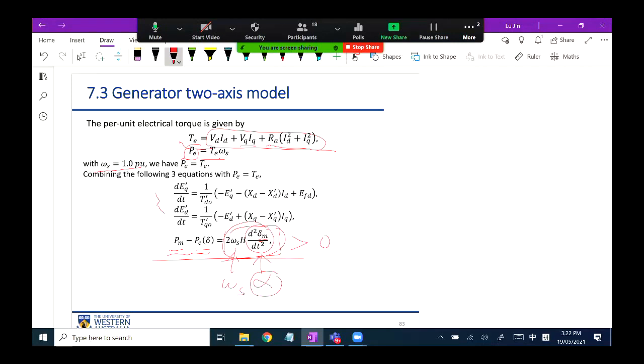Last week, when we studied the equal area criterion, we said if this is positive, we have an acceleration area. If PM minus PE is smaller than 0, we get a deceleration area. These two areas should be equal. This is one of the cases, talking about the relationship between these things. Okay.